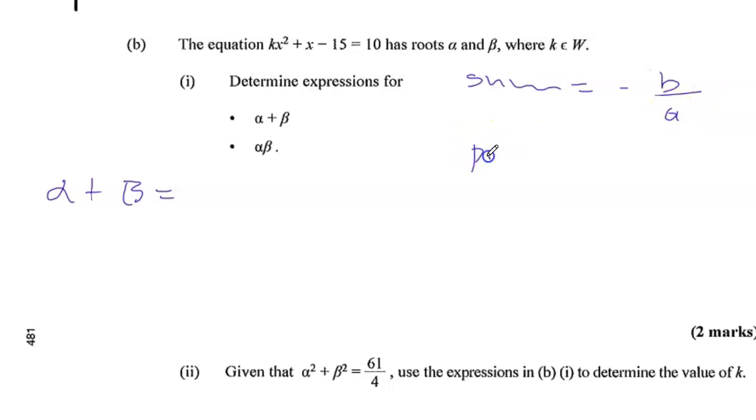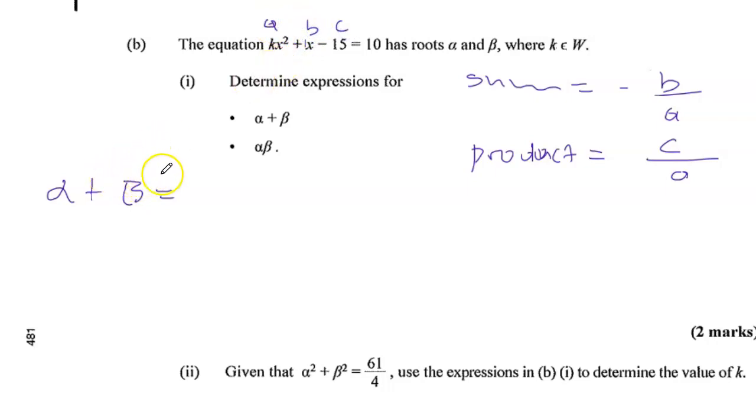And we know the product of the roots of a quadratic is c over a. So here a is k, this is 1x, so b is 1, and c is negative 15.